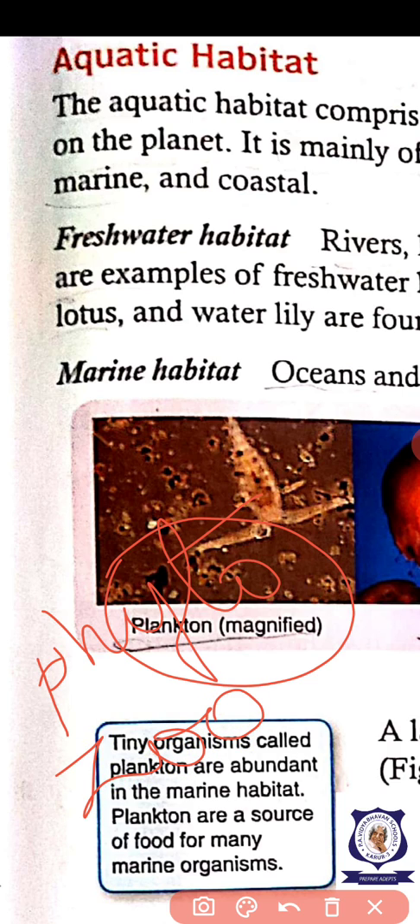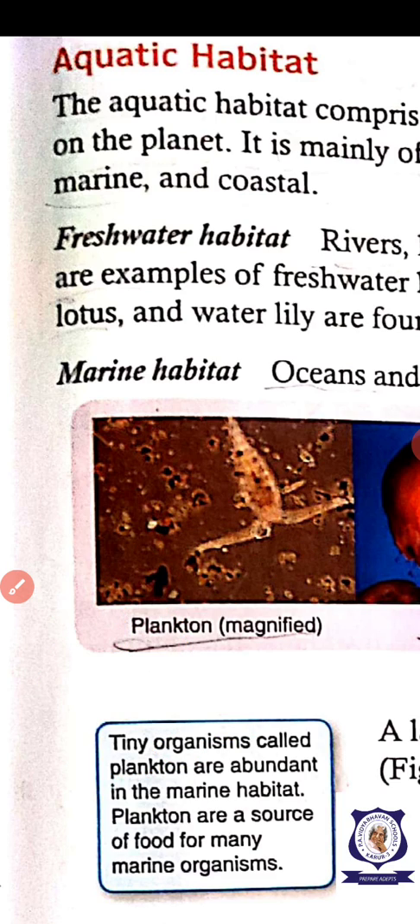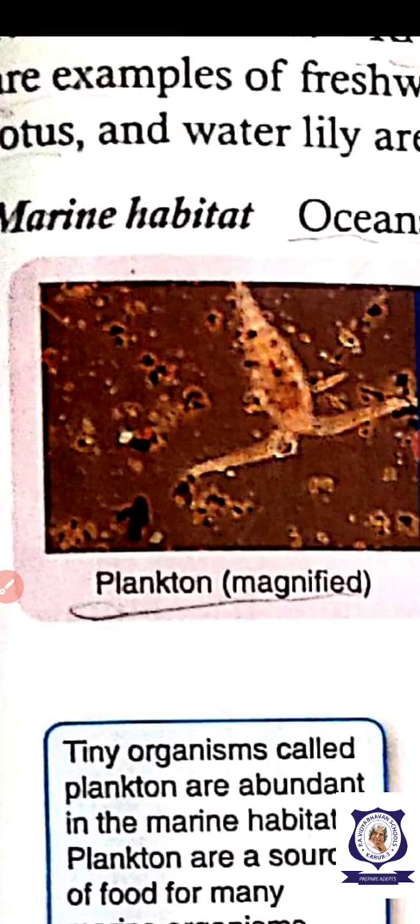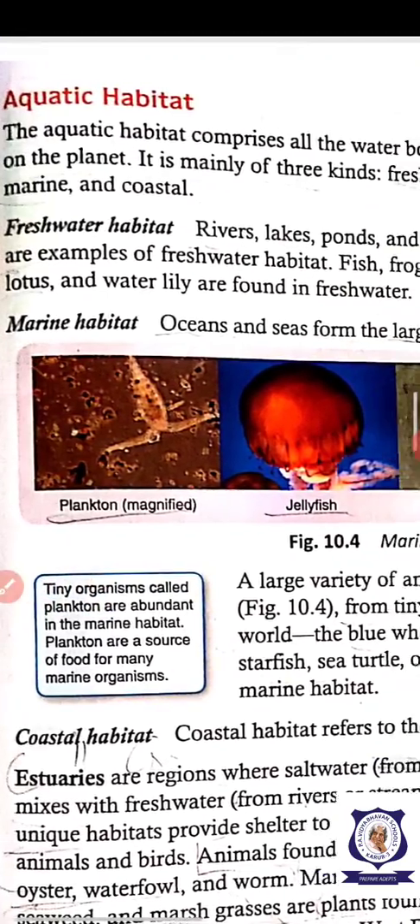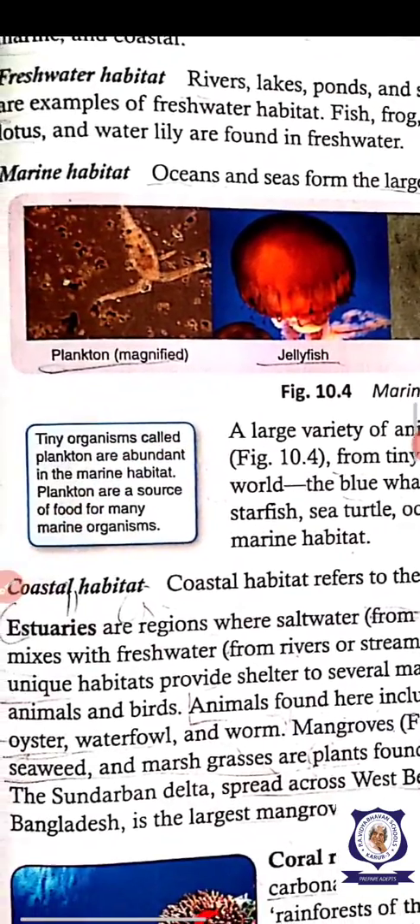Phytoplankton is green in color. It does photosynthesis. Zooplankton eat the phytoplankton. And the zooplankton and phytoplanktons are eaten by the shark, whales, small fishes and all. They will eat the planktons. Okay, children. Here, the planktons are very abundant in the seas and oceans. Okay. Next, we are going to the marine habitat itself.